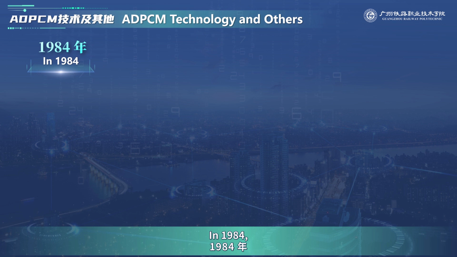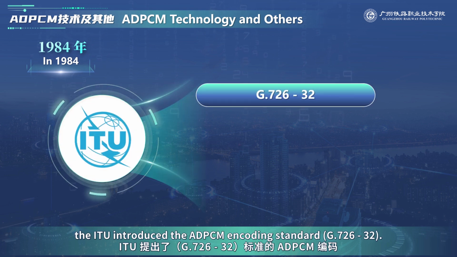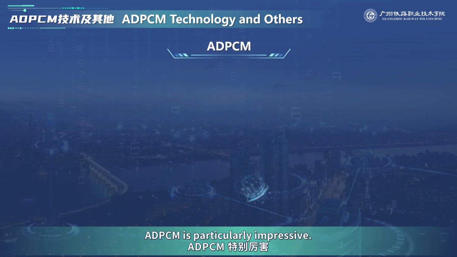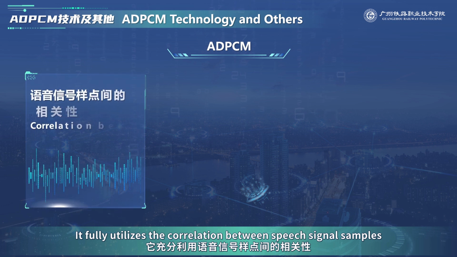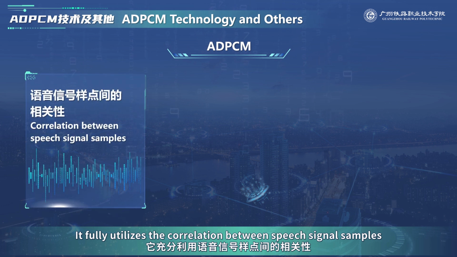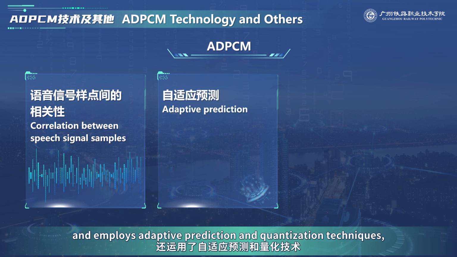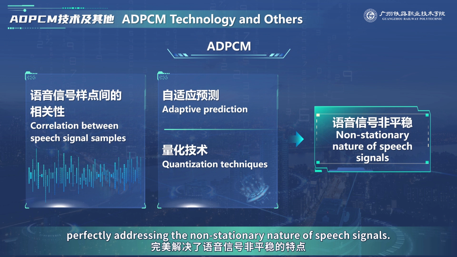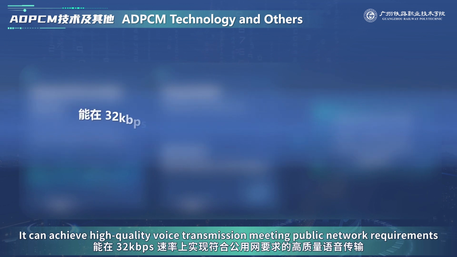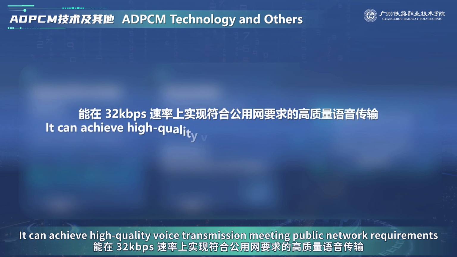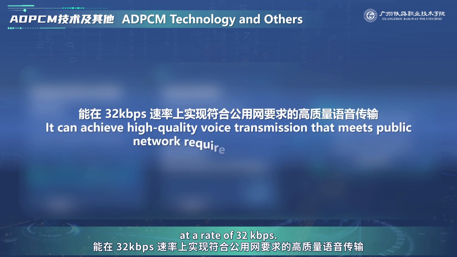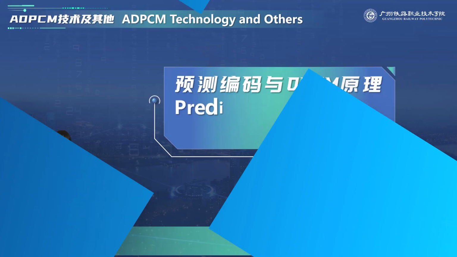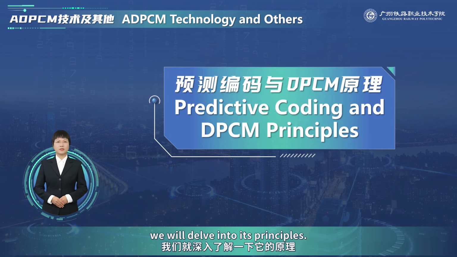In 1984, the ITU introduced the ADPCM encoding standard G.726. ADPCM is particularly impressive. It fully utilizes the correlation between speech signal samples and employs adaptive prediction and quantization techniques, perfectly addressing the non-stationary nature of speech signals. It can achieve high-quality voice transmission meeting public network requirements at a rate of 32 kilobits per second. Isn't that amazing? Next, we will delve into its principles.